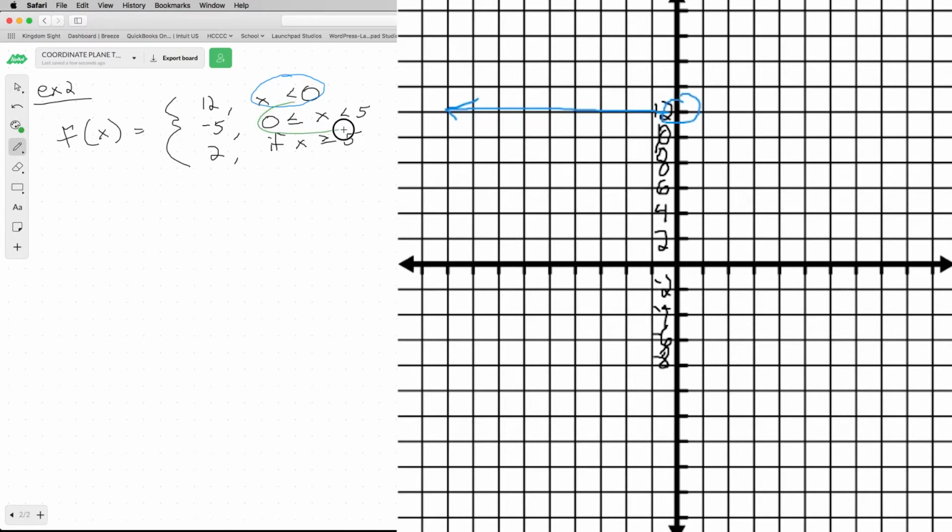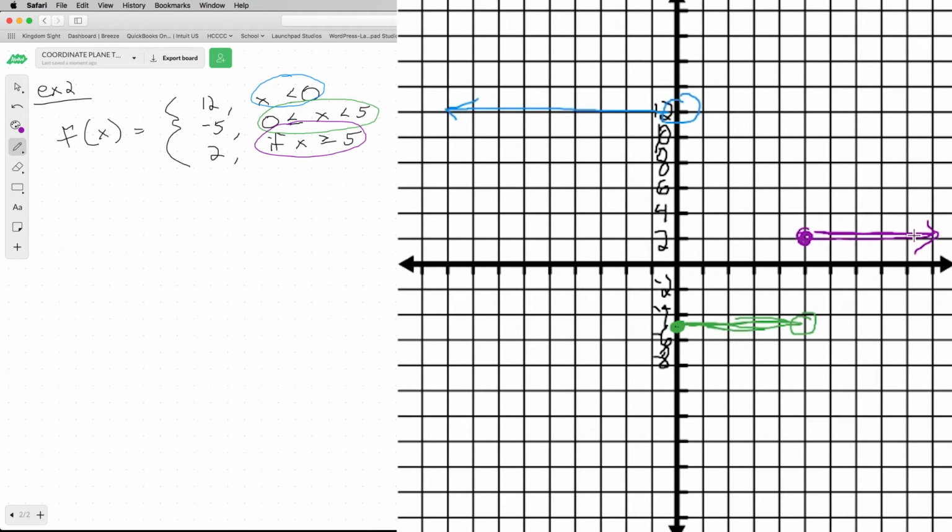For every x that's in between 0 inclusive and 5, the value is -5. So I'm going to put a solid dot there, then I'm going to 5 here, and I'm going to put an open circle because it's not including 5. All right, one more. For values greater than or equal to 5, the value is 2. Okay, so that's what that looks like.